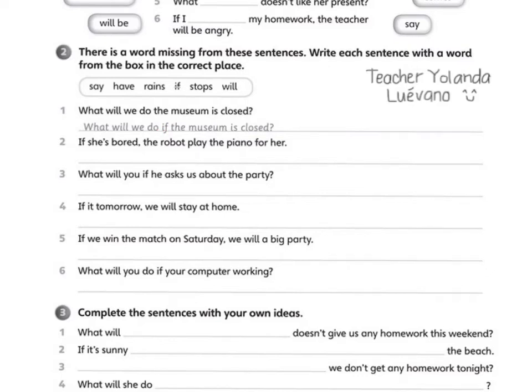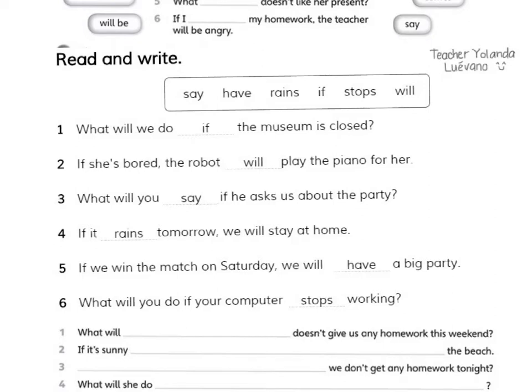The correct one is, what will we do if the museum is closed? So, can you see the if? This is exactly this word over here. So, please pause the video and do it. These should be our answers. Let's check them. What will we do if the museum is closed?